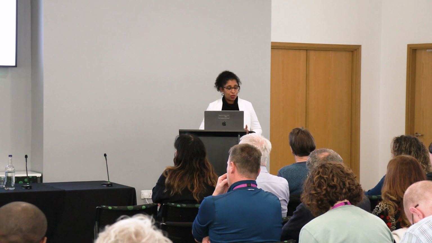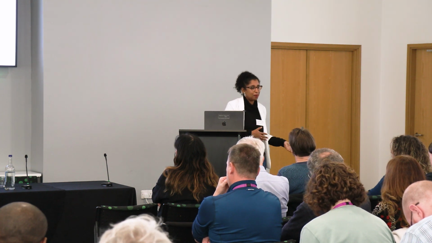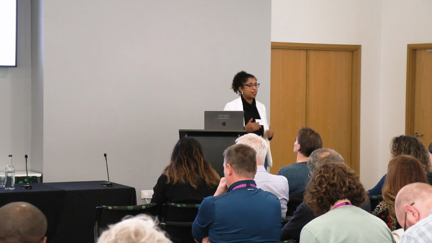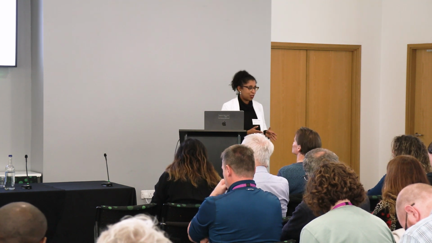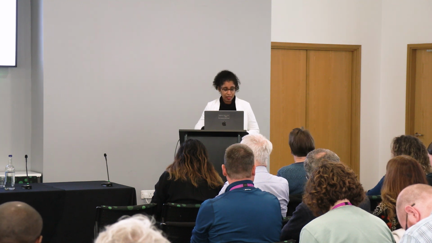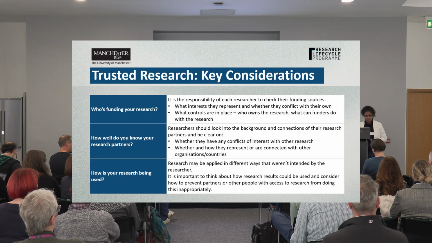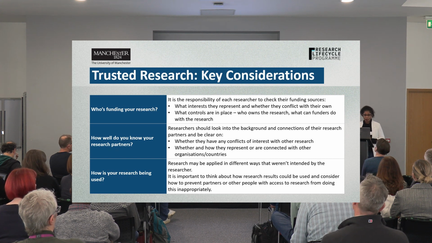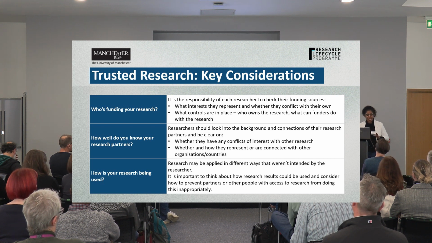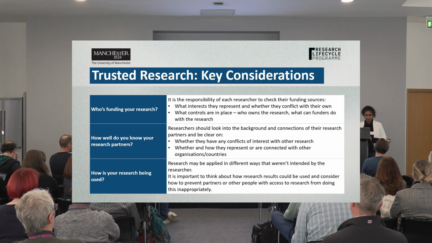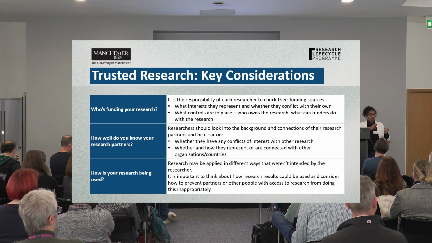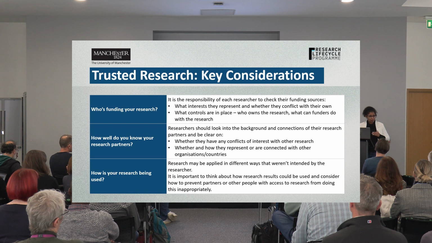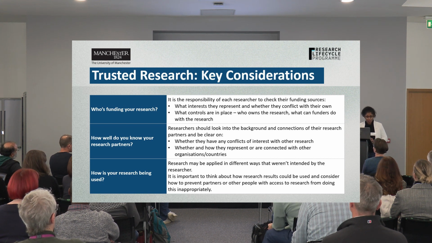As well, how well do you know your research partners? Is it a long-term relationship established over the years, or a new relationship? In my experience with this project, for example, I have 10 years of experience with six partners, but for this one, it was the first time I approached them. So it was very, very interesting. The researchers should look into the background and connections of the partners and make everything clear at the beginning. Would they have any conflicts or things like that? And if they already work with other organizations as well, there might be some conflicts of interest.